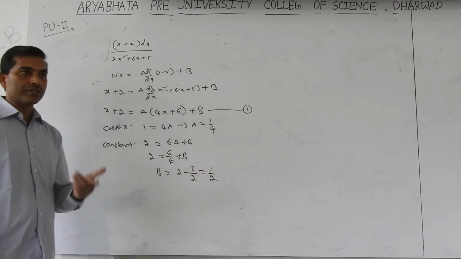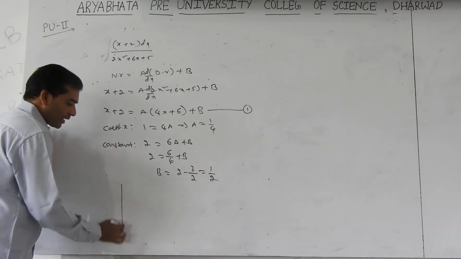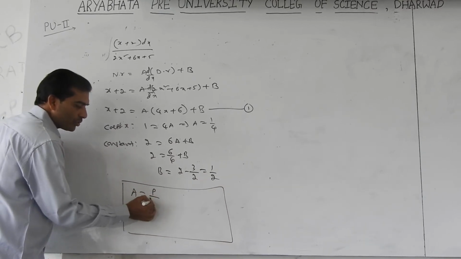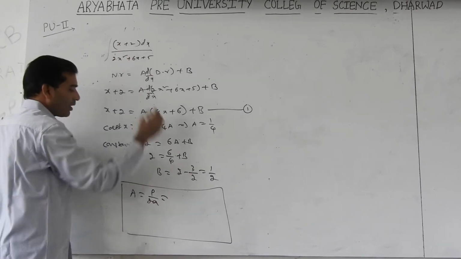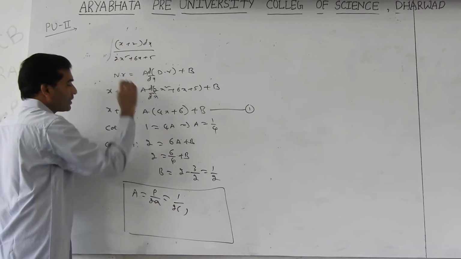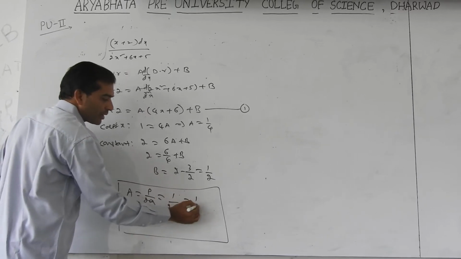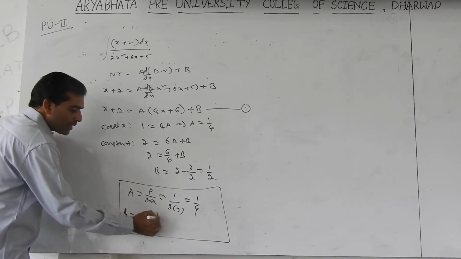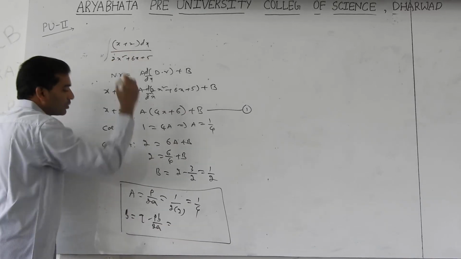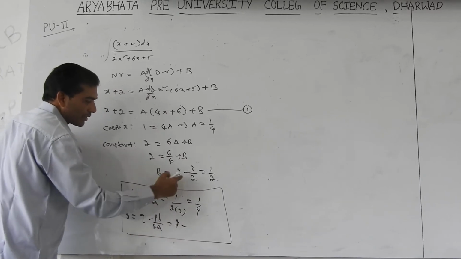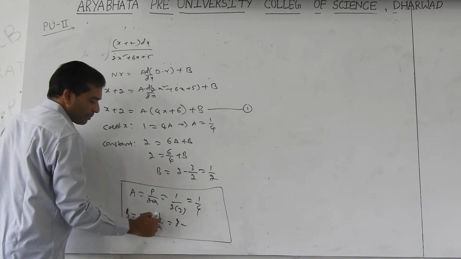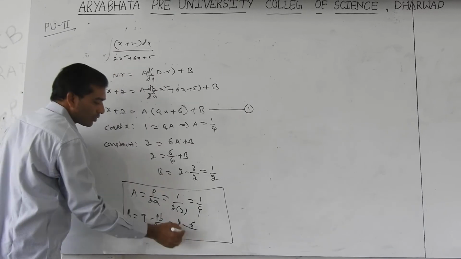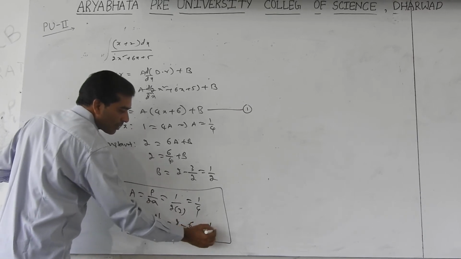Here you can use the formulas. What is the formula to get a shortcut? I am writing it in brackets. A is equal to p by 2a, where p is the x coefficient, 1, and the x square coefficient is 2. So the answer is 1 by 4. B constant formula: q minus pb by 2a. Q is 2 minus p, p is 1, b is 6, by 2a, which is 2 into 2, 3 by 2 becomes 1 by 2.